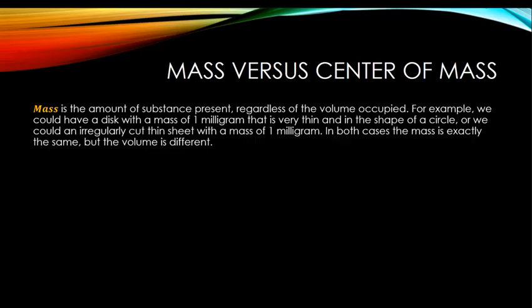For example, I could have a disk with a mass of 1 milligram that is extremely thin and in the shape of a circle, or I could have an irregularly cut thin sheet with a mass of 1 milligram. In both cases, the mass is exactly the same, but the volume could be significantly different.